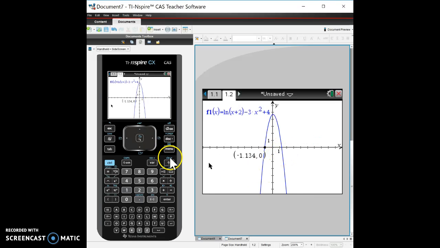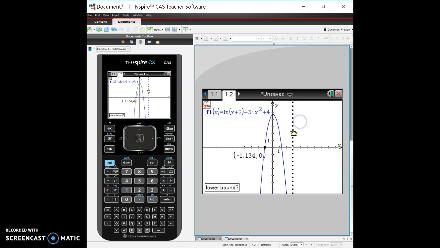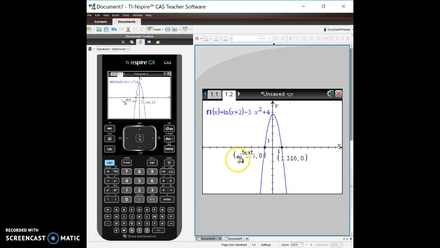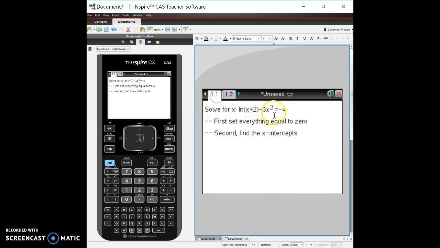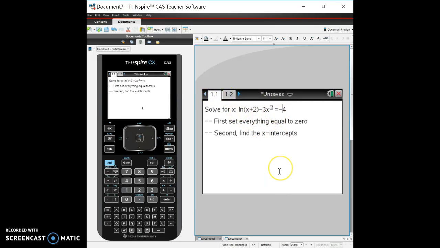We're going to do it one more time for the other zero. Menu, analyze graph, zero. Again, I'm going to go just to the left and click it. Now it's asking me for the upper bound, so I drag it over, and I get my other one, which is positive 1.316. So my answer to this equation is x equals negative 1.134 or x equals 1.316. That's how I solve this equation using the zero method.